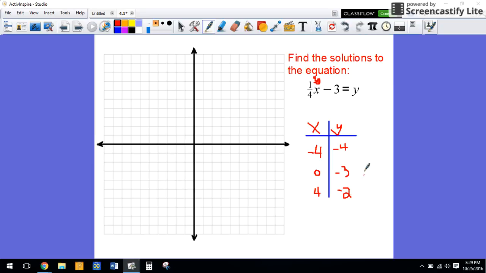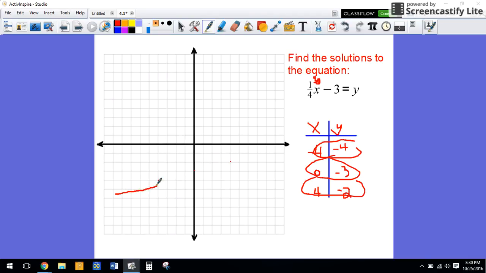Now again, these 3 points are solutions to my equation up above. However, those are not the only 3. I could pick anything to plug in for x. Even 1, 2, and 3, which we talked about aren't smart numbers to pick because they're going to give me fractions. Those are still values I could pick for x. And you'll see that they'll still fall on my line. 1, 2, 3, 4, 1, 2, 3, 4. So there's point 1, point 2, and point 3.